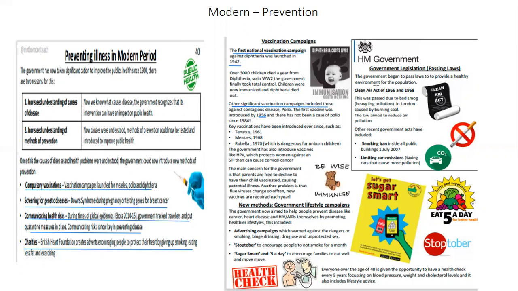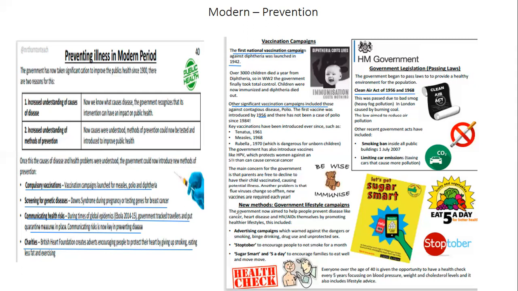The government also passed laws to help people with prevention of illness, so to provide a healthy environment. So the Clean Air Act of 56 and 68 was passed to prevent bad smog in London caused by burning coal. It was basically a law to prevent air pollution. You've also got the smoking ban inside all public buildings on the 1st of July 2007, and laws being passed to limit car emissions. So higher taxes for cars that cause more pollution, to encourage people to get rid of that car and replace it maybe with a hybrid car or something that is electric.